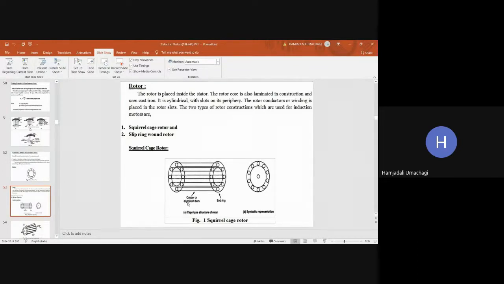So these are nothing but aluminum or copper bars, and this is the end ring. So aluminum or copper bars are short circuited with the help of the end rings. So this is a symbolic representation of the squirrel cage rotor, right? So this is squirrel cage rotor. Then coming to the next type of the rotor, the slip ring wound rotor.